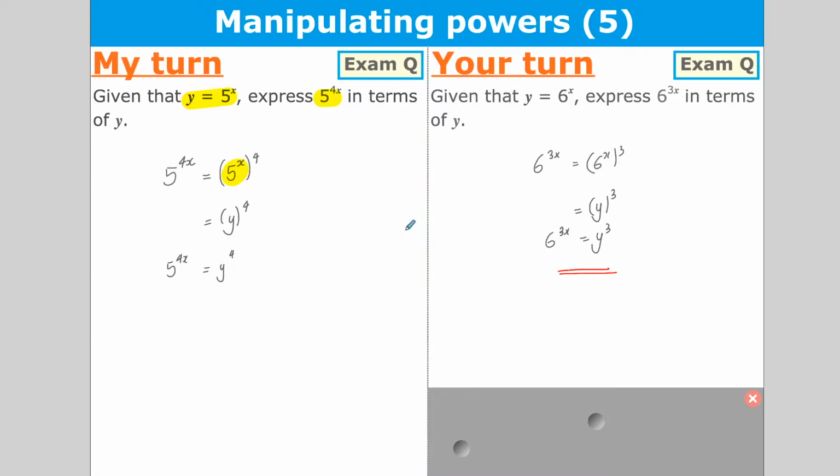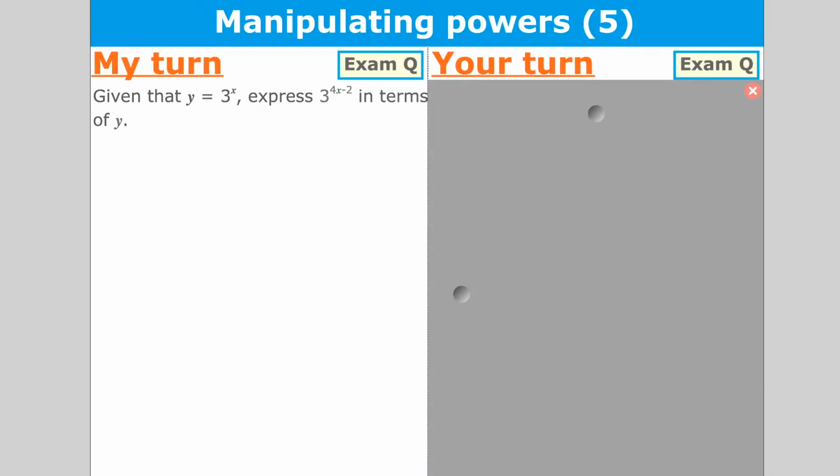Okay, let's try the next one. The next one is fairly tricky. Given that y is equal to 3 to the power of x, express 3 to the power of 4x take away 2. So let's start with 3 to the power of 4x take away 2.